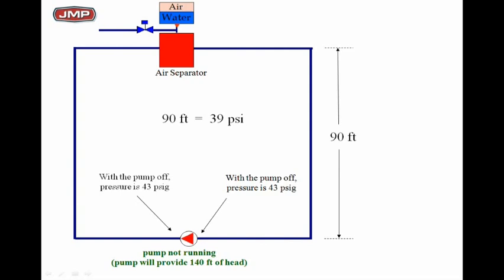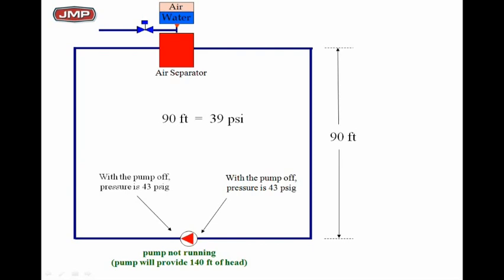So I'm 90 feet up, so when the pump's not running, the pump's seeing 39 pounds of pressure. 2.31 feet makes a pound of pressure. So with the pump off, just the static pressure of 90 feet of water puts on my pump 39 pounds of pressure, plus the 4 pounds of pressure I'm going to have on my fill pressure to give me 4 pounds at the top.